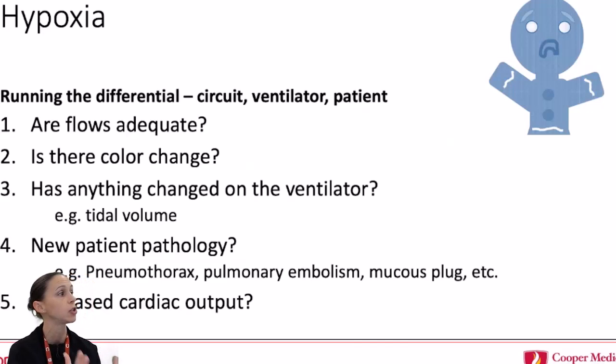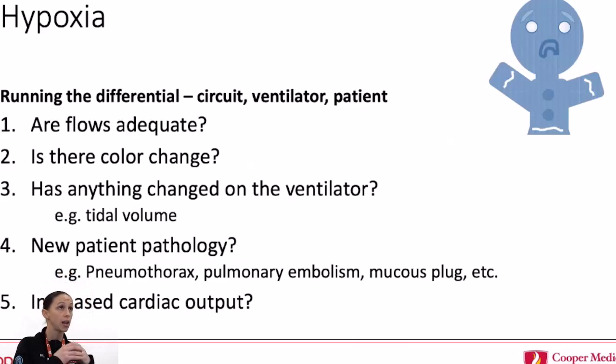Is there a color change? Look at your patient's color, but also the drainage and return lines to see, is your oxygenator doing what it's supposed to? Is there recirculation? Think through that. Has anything changed with the ventilator? Did the patient all of a sudden have atelectasis or a pneumothorax, and maybe that's contributing? And think about the relative cardiac output.